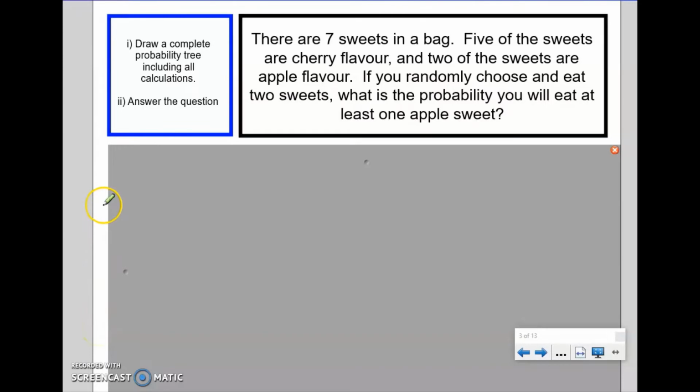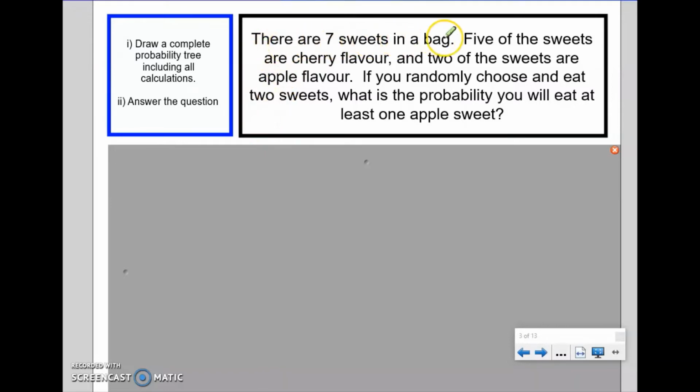Okay, so this is the third example that I'm going to talk through. However, you do have the ability to pause the video at this point. So if you want to have a go at the question yourself, you are able to do that at this point. Let's have a go at this third question.